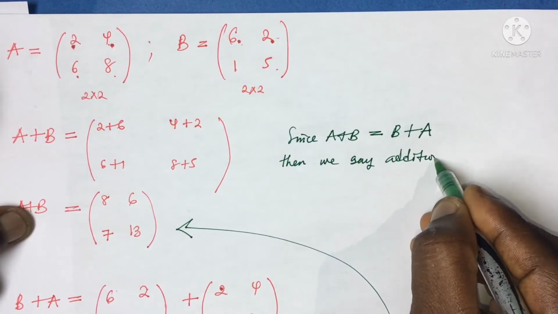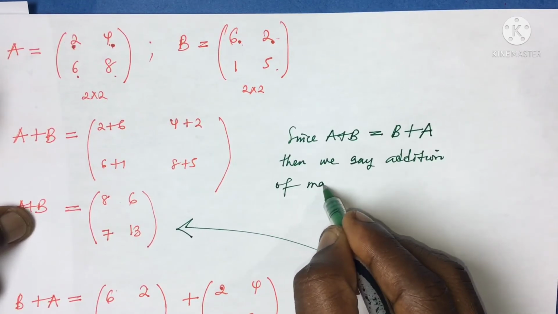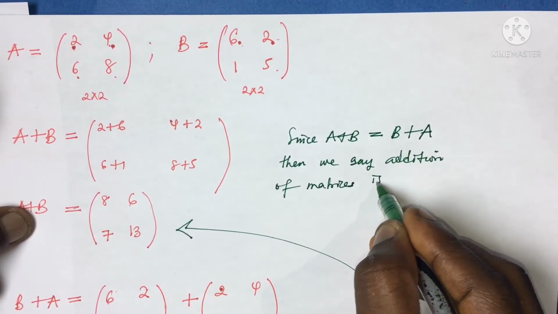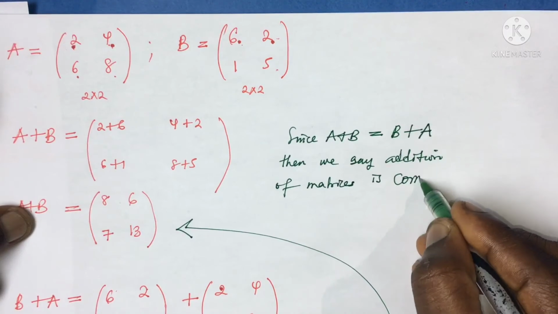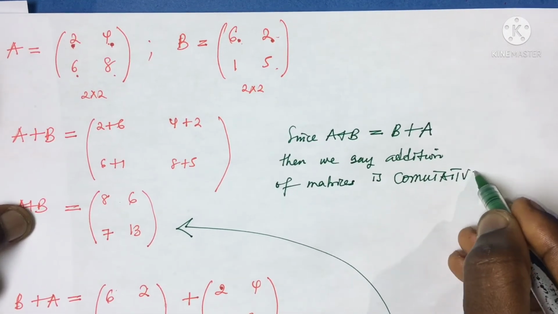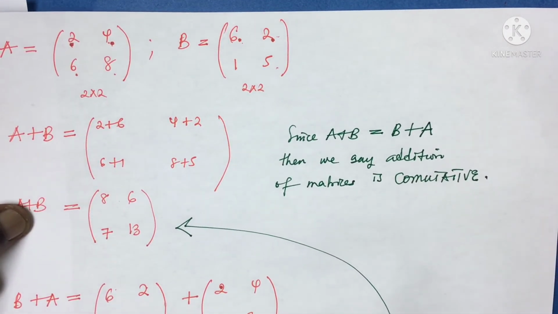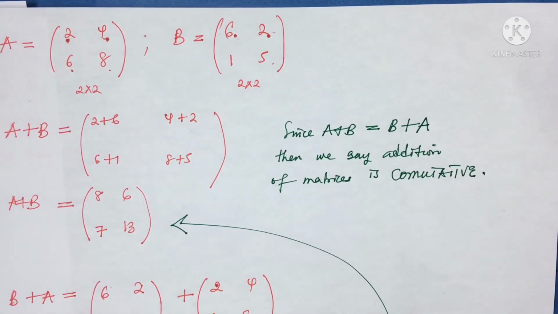addition of matrices is commutative. So this property exhibited by matrix addition is called the commutative property, because adding a matrix A to B in one direction is equal to adding the matrices in the other direction. That is, if A plus B gives you B plus A, and for matrices A plus B would always give you B plus A. So we say that matrix addition is commutative.